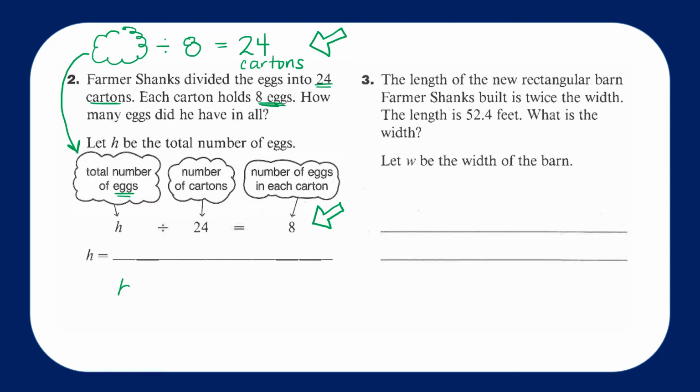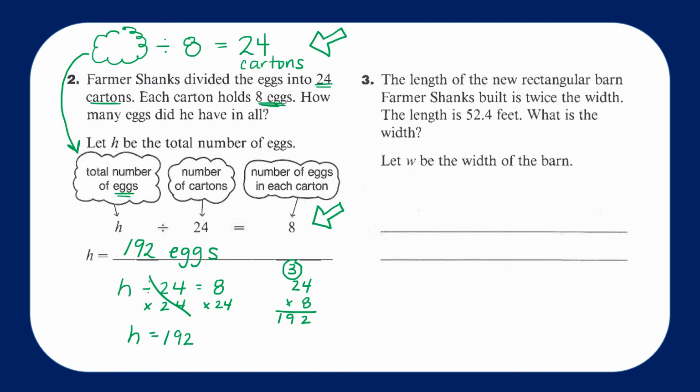I'm going to solve it down here. H divided by 24 equals 8. So I'm going to multiply by 24 on both sides. Cancels each other out. H equals, so we have 24 times 8. 8 times 4 is 32. 8 times 2 is 16, 17, 18, 19. So 192. So H equals 192 eggs.